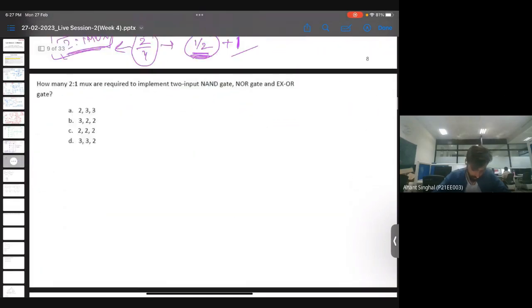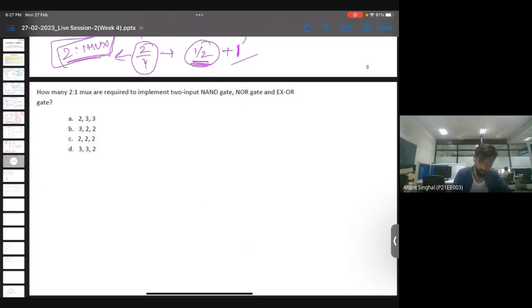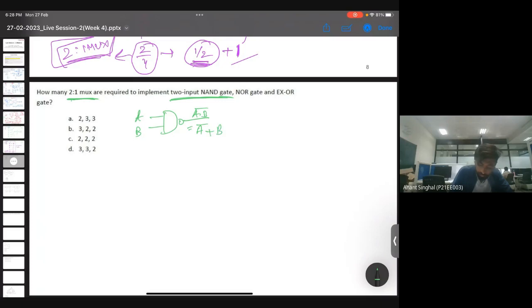Let's proceed now. You guys also try this question. I'll give you 5 minutes for the question. It says: how many 2 cross 1 mux are required to implement a 2 input NAND gate? I'll let you know the basics. NAND gate is nothing but A dot B whole bar. It is covered in previous weeks also.